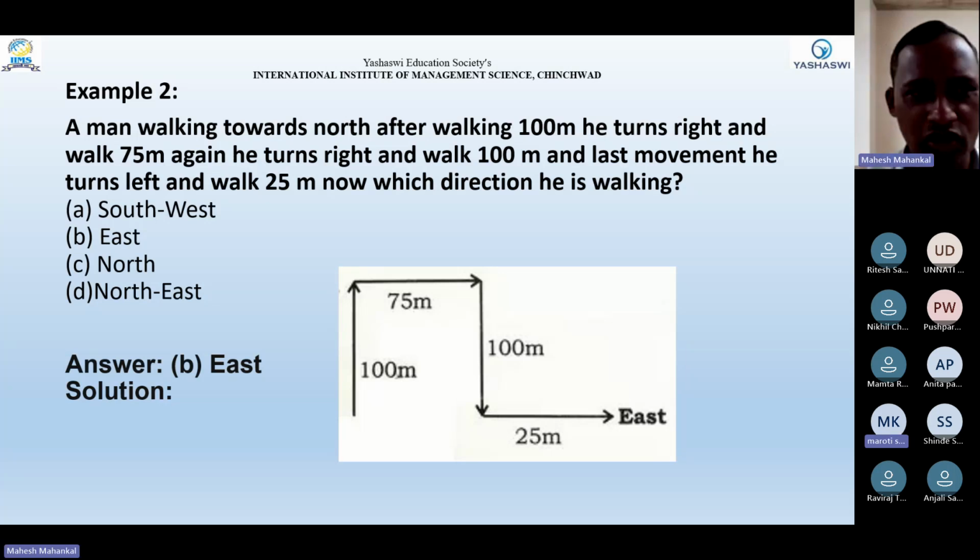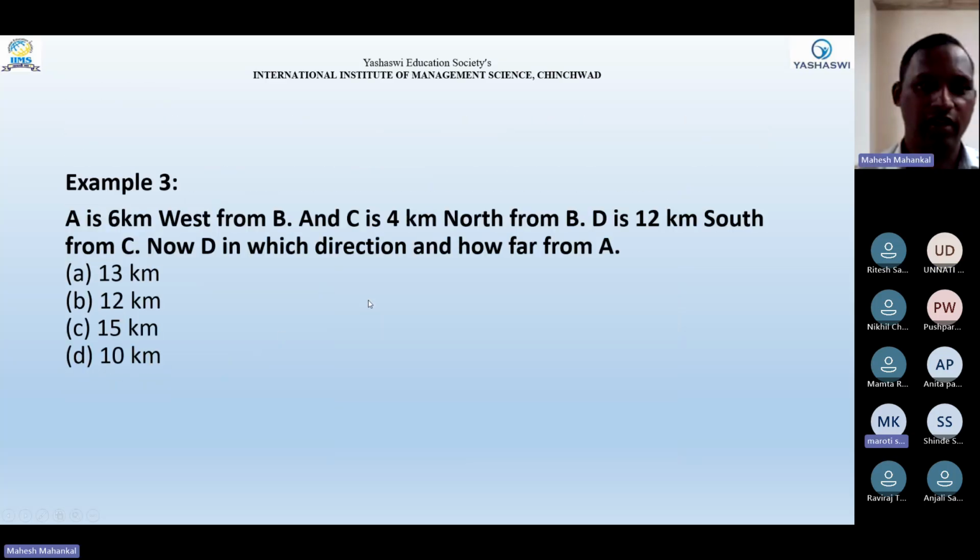Does anyone have any doubts in this? You have to practice these types of problems, then you are able to get command over these types of questions. It's clear? Okay, can we move further? Next. Okay, you have to solve this again.